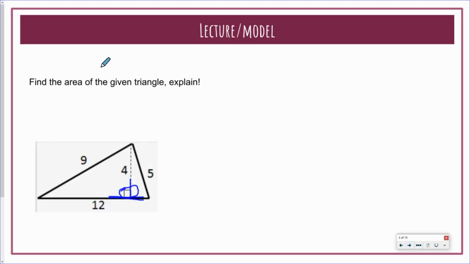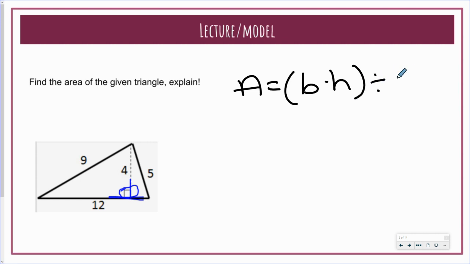All right, we have another triangle here. We're asked to find the area. Area is base times height divided by 2 because it is half of a rectangle. My base and my height here, if you see the right angle in blue, the lines that form it are 4 and 12. 12 is my base on the bottom, 4 is my height that comes down the middle and makes the right angle. 9 and 5 get the boot.